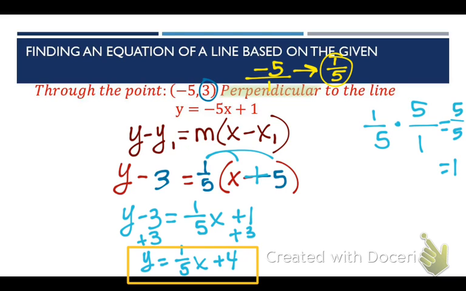Ta-da! We have to graph it. You don't have to, but I'm going to show you what it looks like on a graph. Anyways, all right, so perpendicular means what to us? Bruce, tell me what perpendicular means.